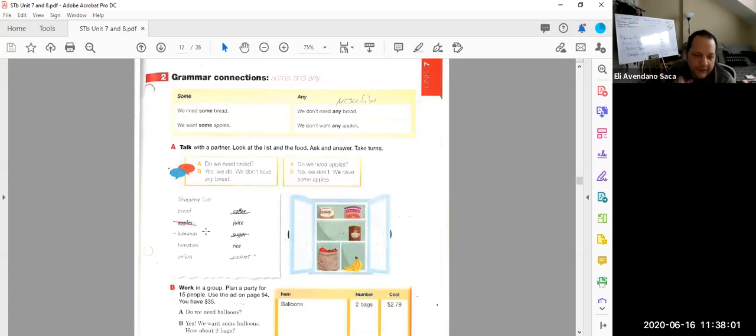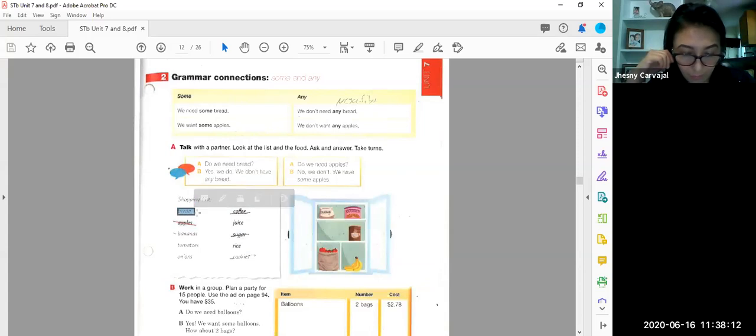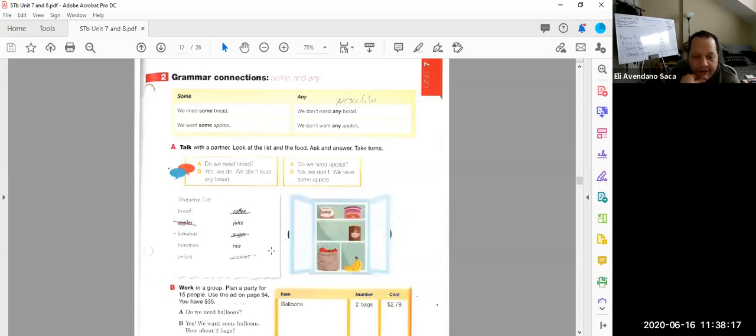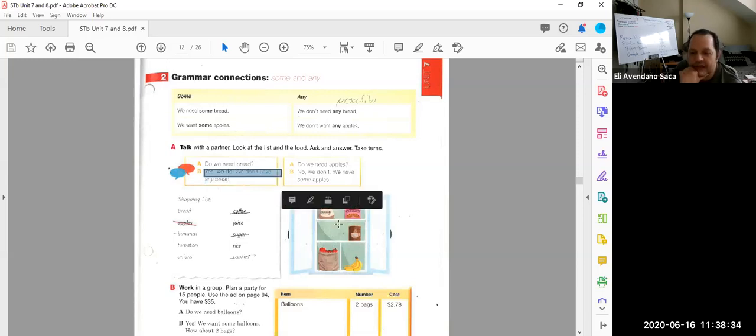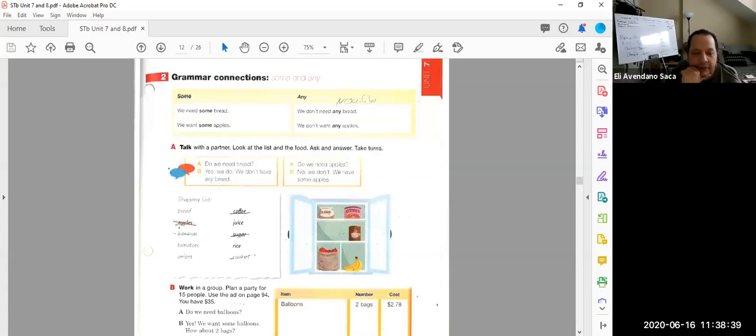So, veamos el shopping list aquí. Y aquí está el pantry, right? Here's the cabinet. So, let's say we have bread, right? Yeah. So, shopping list, bread. So, do we need any bread? Do we have bread? Está vacío, ¿eh? So what do we answer? No, we don't have it. Yes, we do. We don't have any bread. Right. Okay. Let's look up apples.